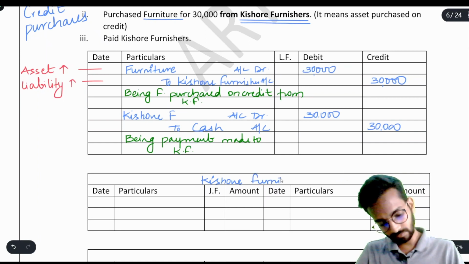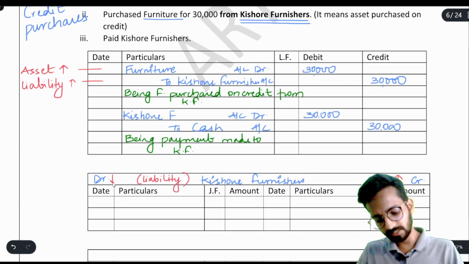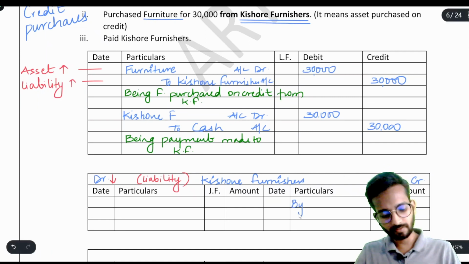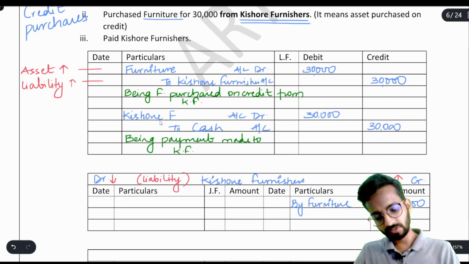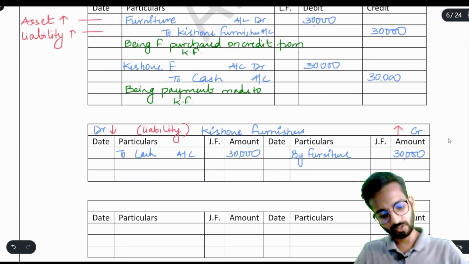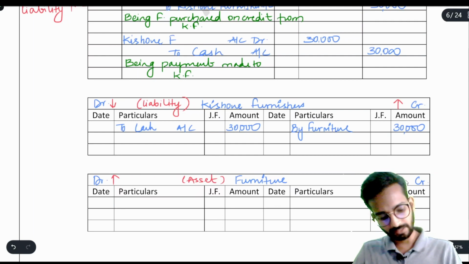Now understand this. Kishore Furnitures credit. Kishore Furnitures is our liability. We have already learnt that when liability increases, we credit it. If it decreases, we will debit it. In the first entry, for Kishore Furnitures, the liability is increasing. So we will write here being furniture purchased, 30,000. After that, Kishore Furnitures to cash account, 30,000. That's it. After that, you can also prepare the furniture account here. Furniture increases, then debit. Why? Because it is our asset. Decreases means credit, and you will write here furniture account debit to Kishore Furnitures.